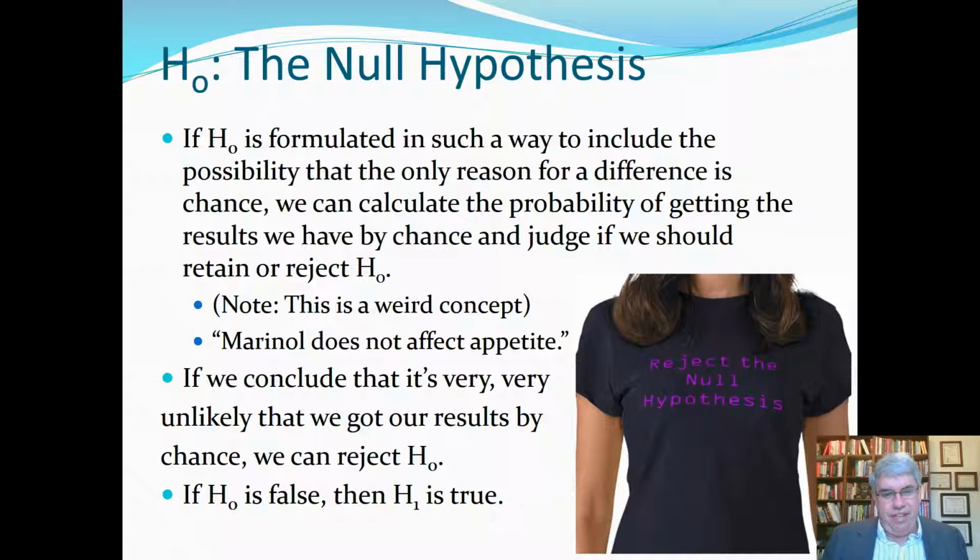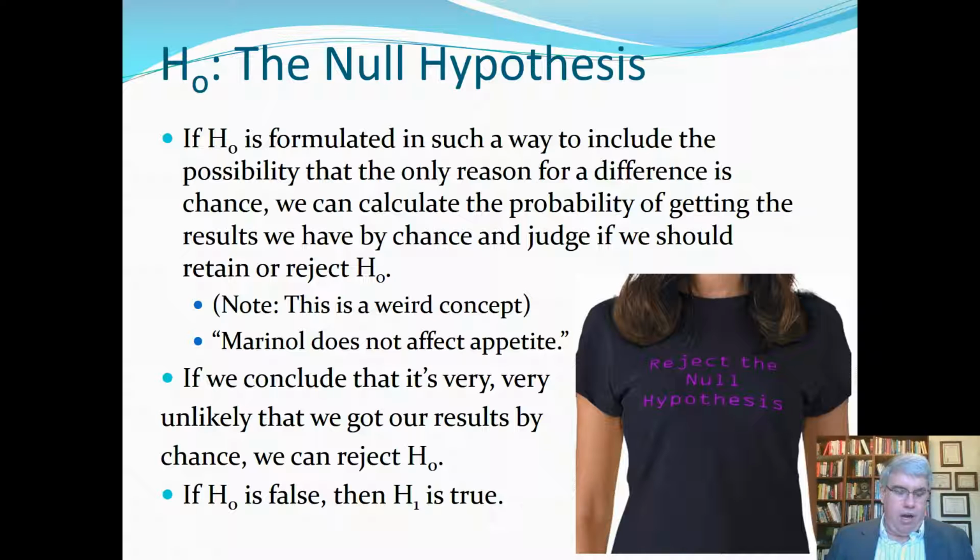Now, this is a really weird concept. We don't ever think like this. We'll look at the results, say, ooh, could we have gotten these by chance? And if we say, no, it's too freaky, we couldn't have gotten them by chance, therefore the null hypothesis is false. It's to be rejected, which means the alternate hypothesis is likely to be true.